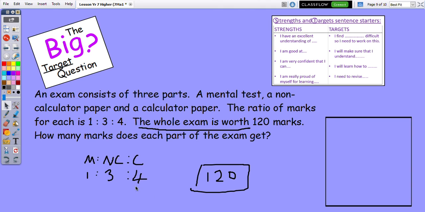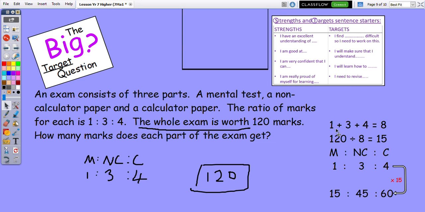I've not got part of the information, I've got the whole of it. So looking at the answers, I add the ratios together. So 1 plus 3 plus 4 gives me 8. So essentially the denominator is out of 8. So my job now is to find 1/8. If I do 120 divided by 8, I'm going to get 1/8. So 1/8 of 120 is 15. So remember that that 15 is one share.